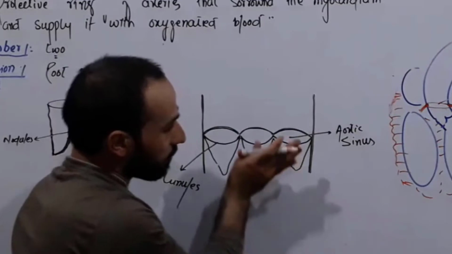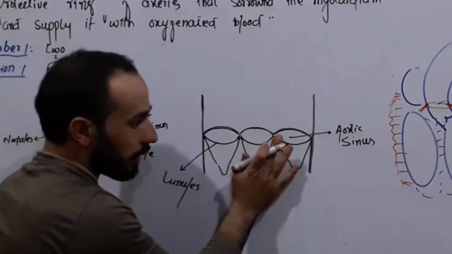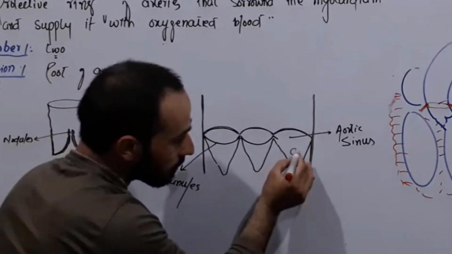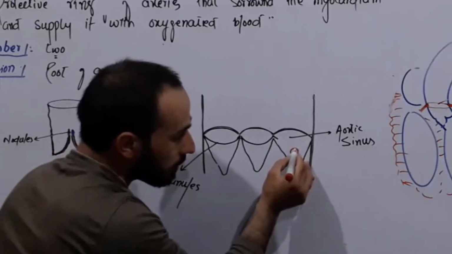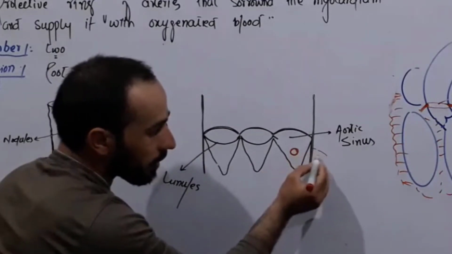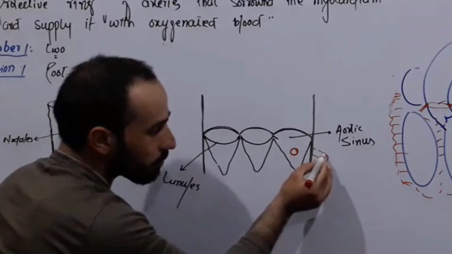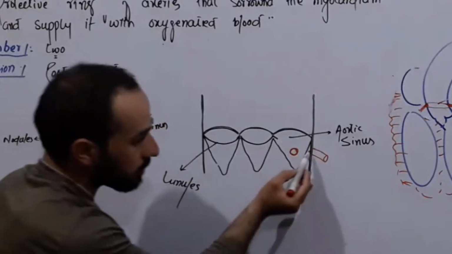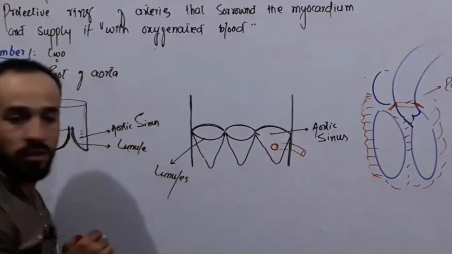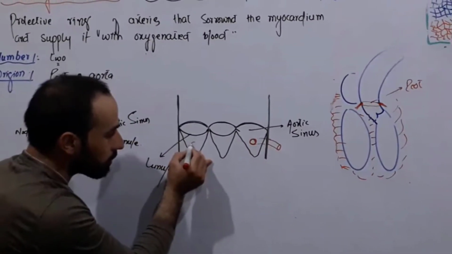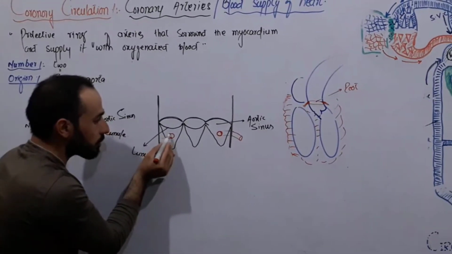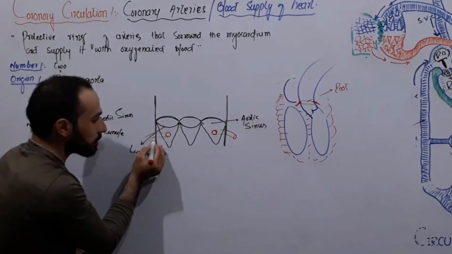Friends, this one, if I cut it here and I remove this lunule from here, I could see there is a small hole, and from this hole, the coronary arteries arise, right? This is our coronary artery, this is the left coronary artery. From where has it arisen? It has arisen from this part, right? And this is the origin for the right coronary artery, right?